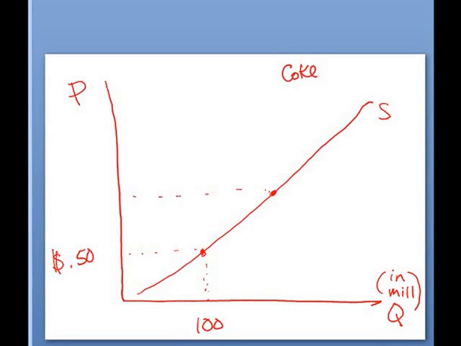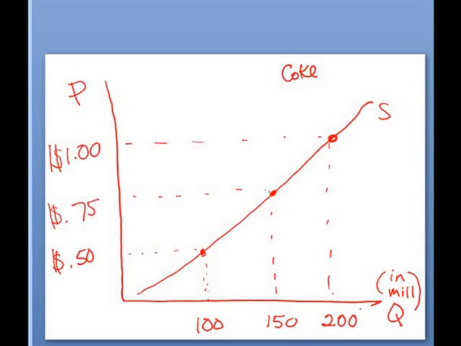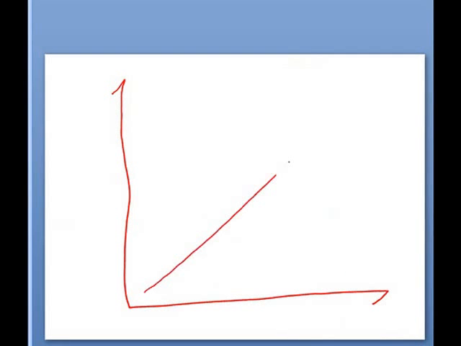At 75 cents, I would be willing to produce 150 million. And at $1, I would be willing to produce even more. The reason for this is because I want to gain more profit. This is known as the law of supply, and from point A to point B, it would be a rightward movement along the curve. Only the price, again, is going to affect the quantity supplied. Now, how would I get a shift factor in my supply curve?